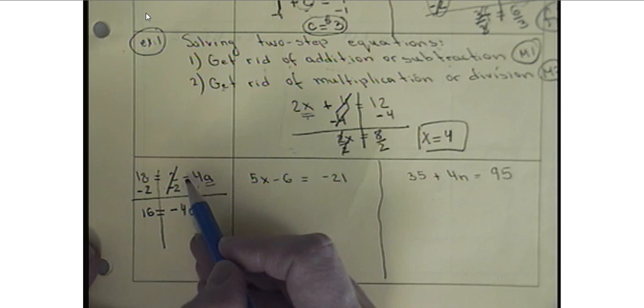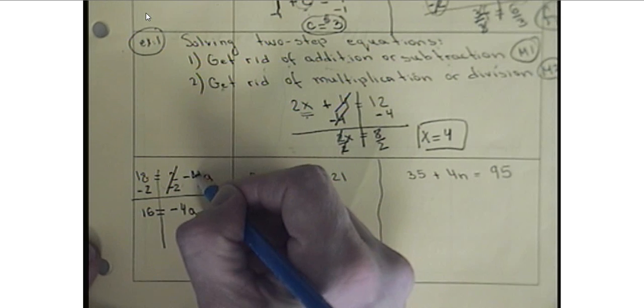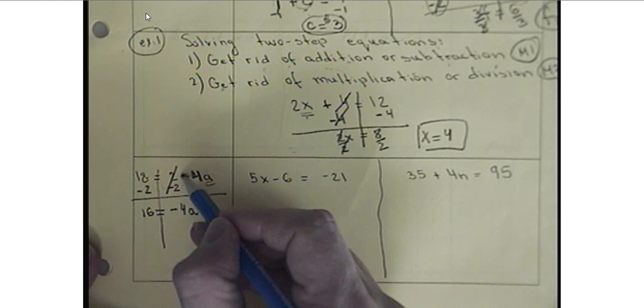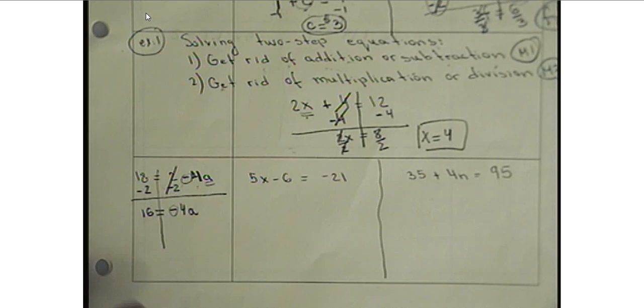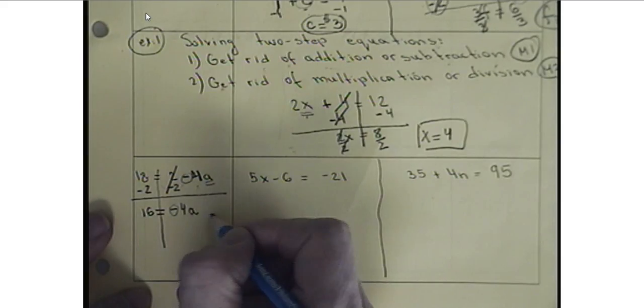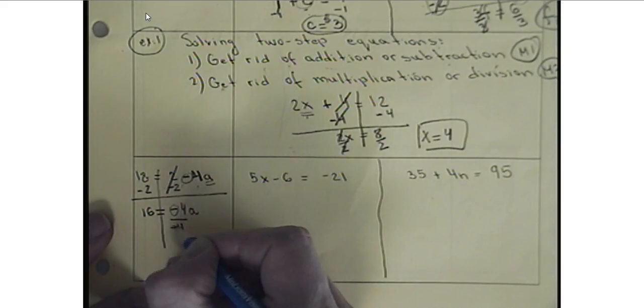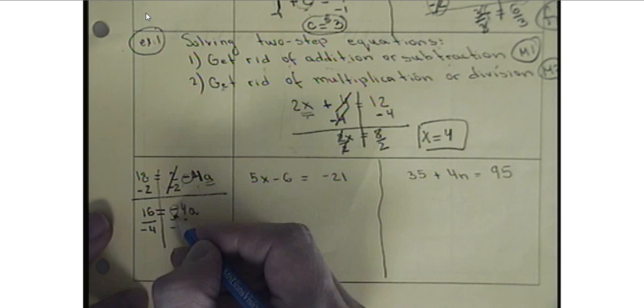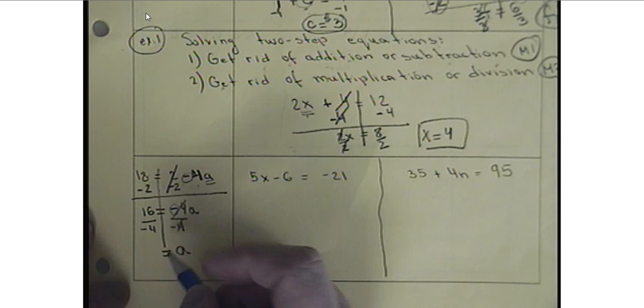Now notice I have a negative sign in front of 4. We need to bring this negative down. Please don't forget the negative sign. Okay, so negative 4 times a, then we will divide by negative 4 on each side. Those two will cancel, and we're going to end with a equals 16 divided by negative 4, which is negative 4. So that will be my next answer here.